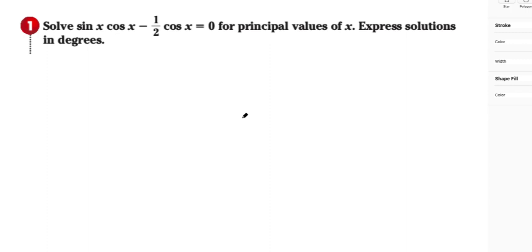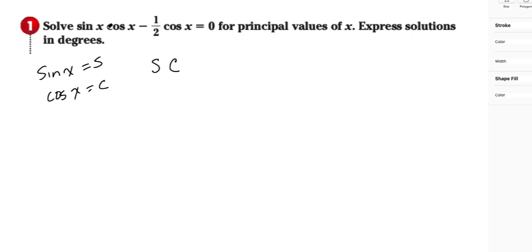So here in example 1, we're going to solve this particular situation for the principal values of x. And so here's what we need to do. We need to start off with this equation and see what we can do algebraically. Now, guys, I'm a fan of S and C for the sine of x and the cosine of x, using them as abbreviations. So sometimes that can be helpful. And so we're going to do that now.